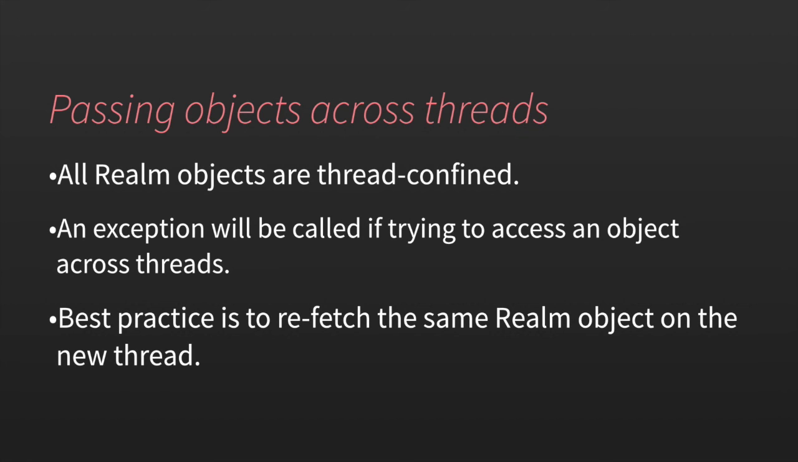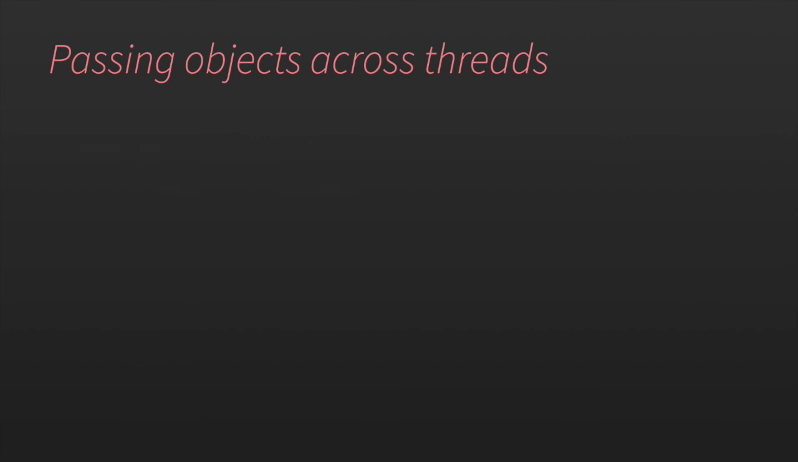So basically what you can do is, because Realm fetch requests are very quick, it's actually better to just pass an identifier, which is usually a primary key, to the new thread, and then just refetch the object from the Realm file on that thread. So it's very easy code.